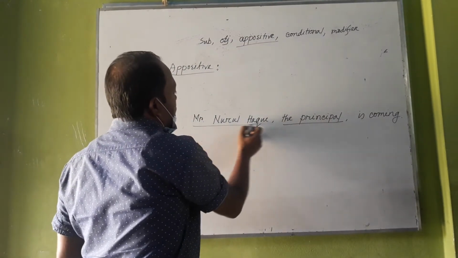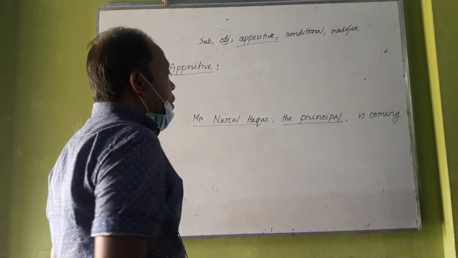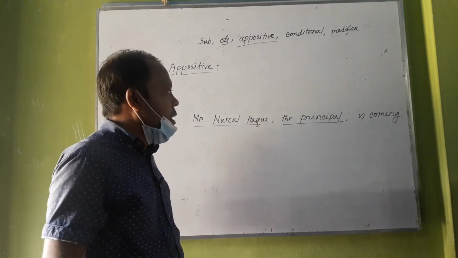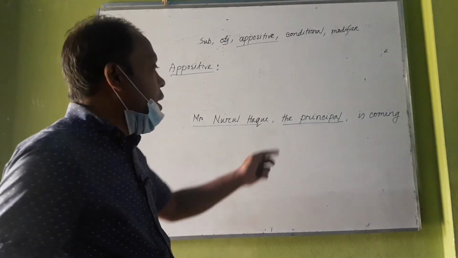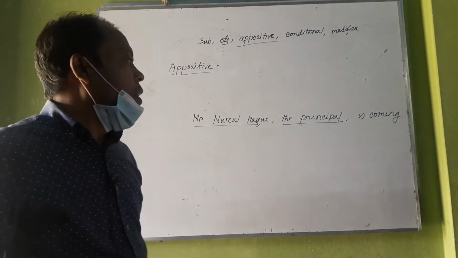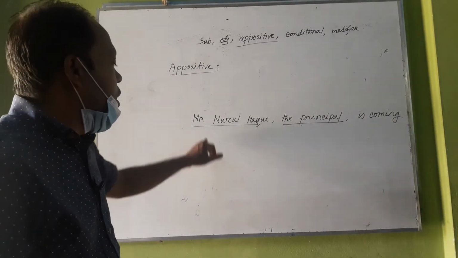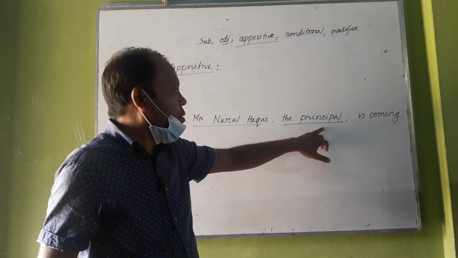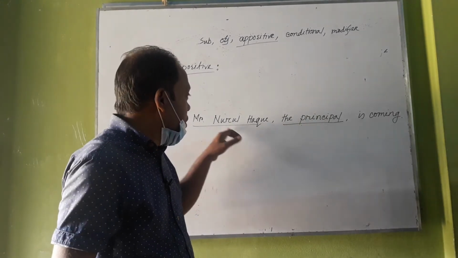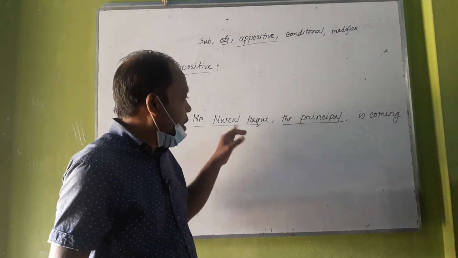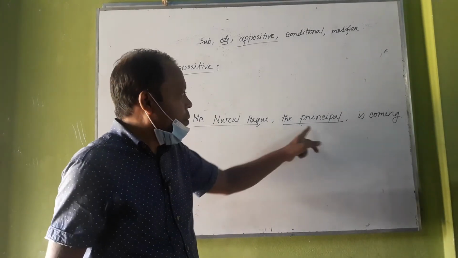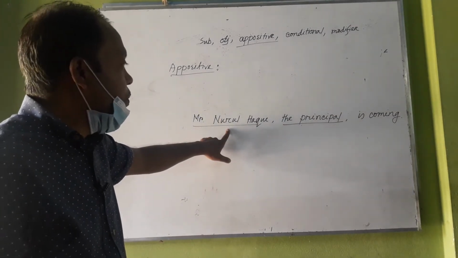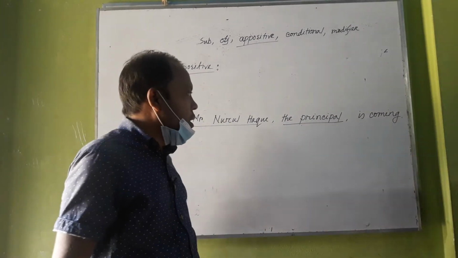Here Mr. Nurul Haq is a noun, the principal is also a noun. We know that two nouns never stand in a place, but in the case of an appositive, we see that an appositive always stands after a noun or around a noun. That means Mr. Nurul Haq is a noun and the principal is also a noun, and the principal is also Mr. Nurul Haq. That means Mr. Nurul Haq and the principal are the same person, and we can say Mr. Nurul Haq is coming.